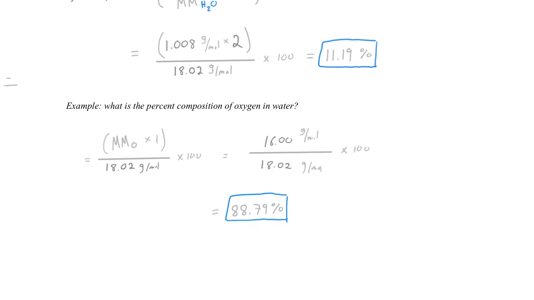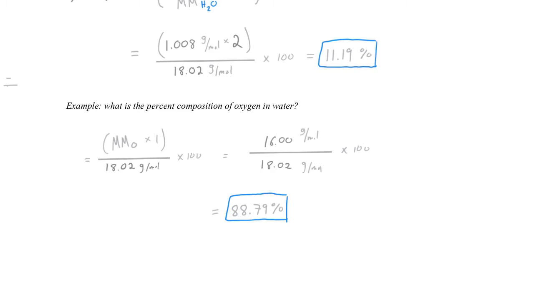You'll notice if you add these two values up, you don't get to exactly 100. That has to do with the errors inherent in the molar masses from the periodic table, as well as rounding errors. So that's percent composition. Now let's go back to that previous page before we end this lesson and look at that example.